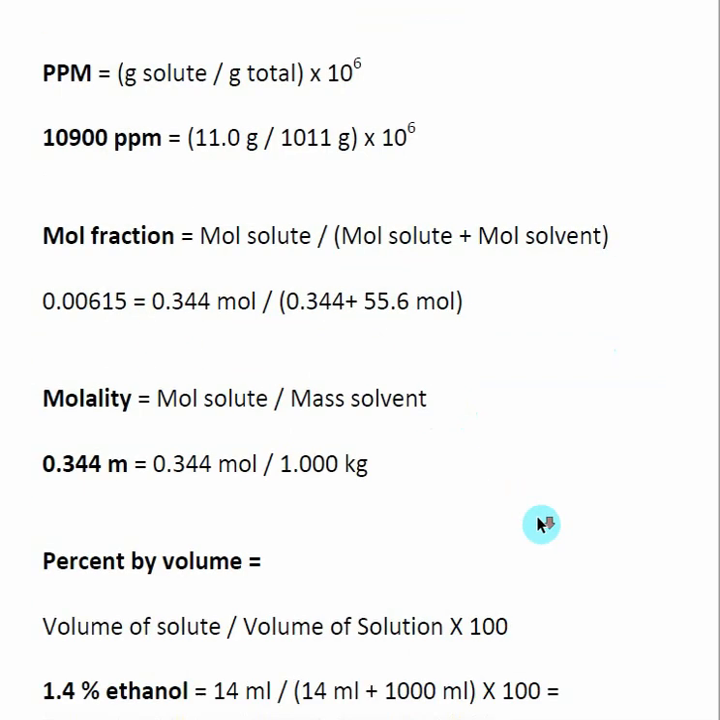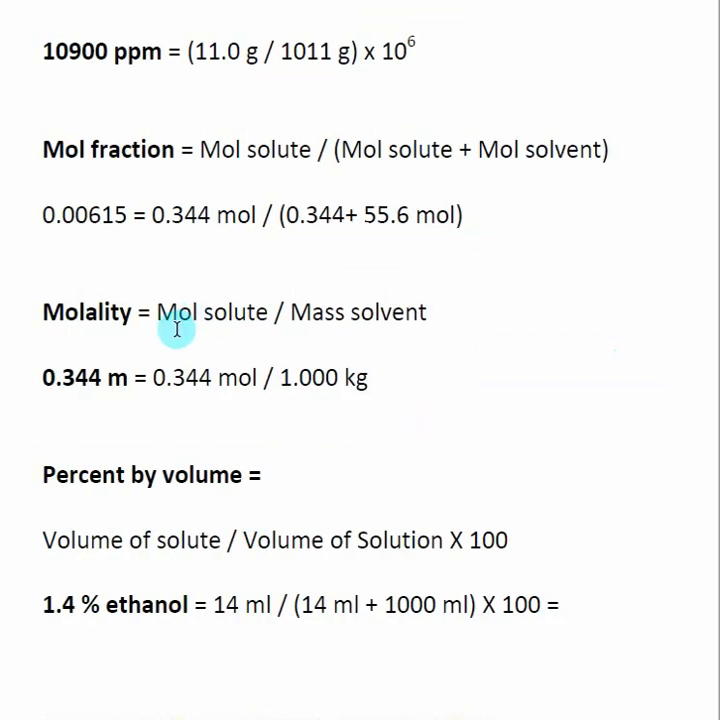The next one is molality. Molality is moles of solute divided by the mass of the solvent. And remember, the mass of the solvent needs to be in kilograms. So molality is the moles of the solute, which is the ethanol that we have, and the mass of the solvent. Remember, this is not the mass of the solution, it's the mass of the solvent, which is 1 kilogram. With this, we get that our solution is 0.344 molal.